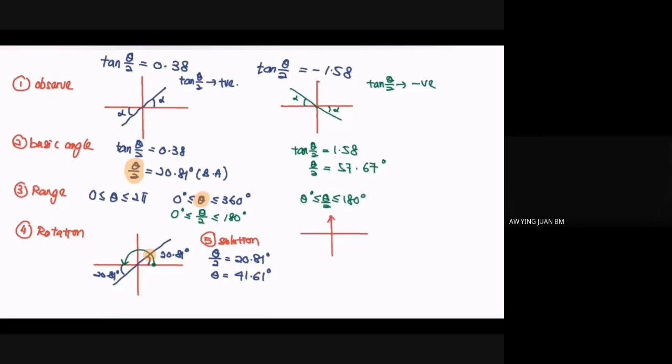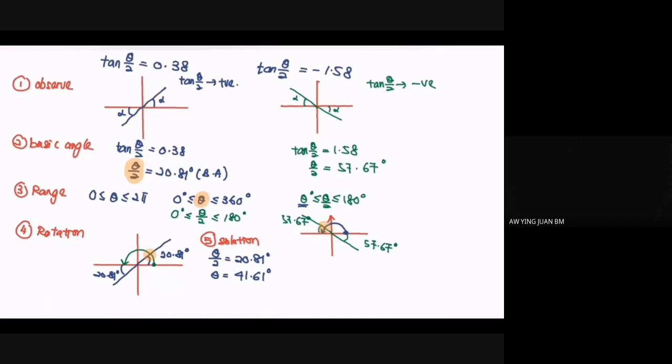Step number 4, we are going to illustrate the situation in the diagram. Previously, we already know that in the second quadrant and the fourth quadrant the basic angle is equal to 57.67 for both parts. Next, we are going to rotate the situation. The starting point will be from 0 until 180. So here, we notice that we only have one answer, which is in the second quadrant.